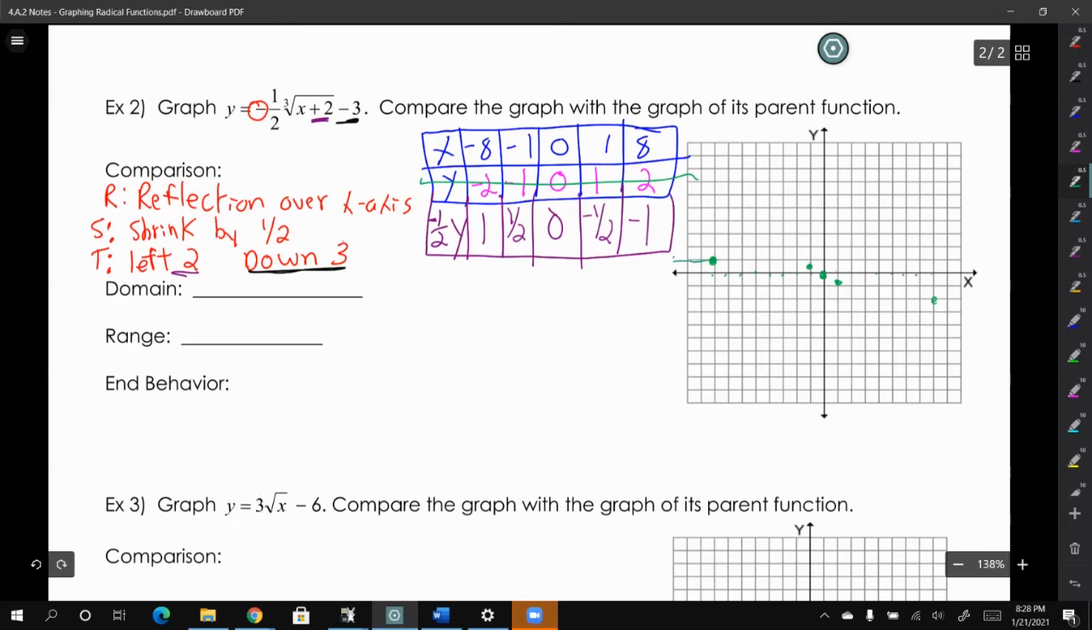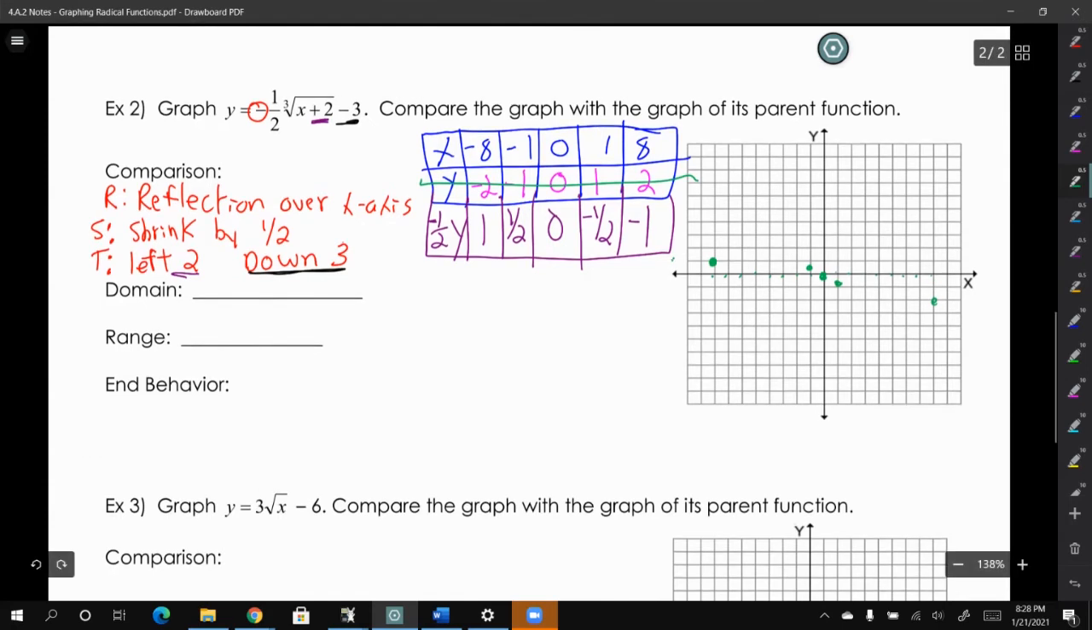So the untranslated function will look like this. And now we need to translate this based on our h and k values, our left 2 and down 3. So we're going to move each point left 2 and down 3.